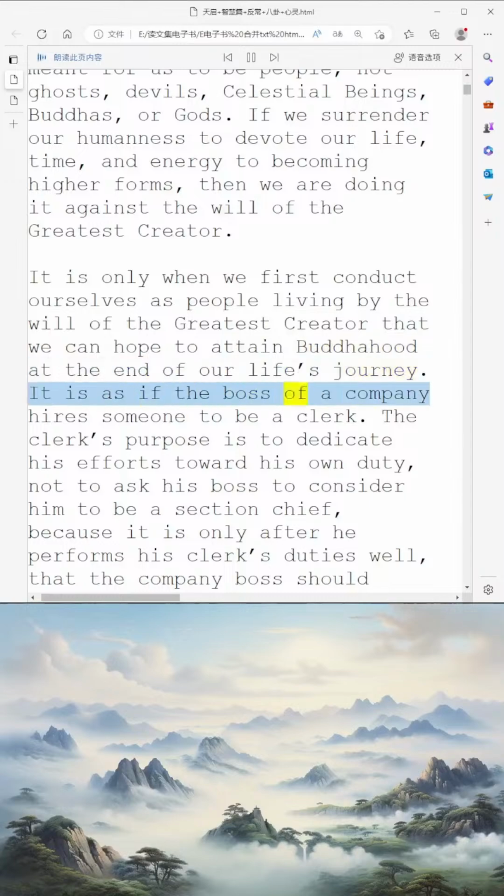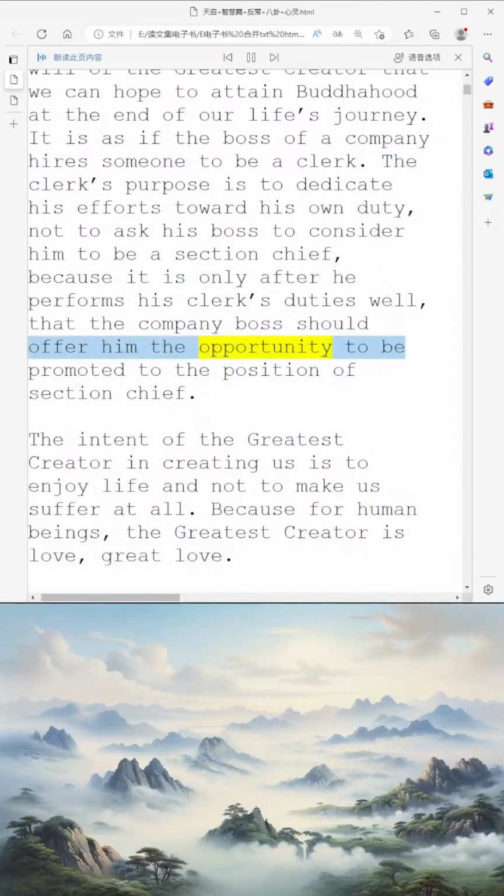It is as if the boss of a company hires someone to be a clerk. The clerk's purpose is to dedicate his efforts toward his own duty, not to ask his boss to consider him to be a section chief, because it is only after he performs his clerk's duties well that the company boss should offer him the opportunity to be promoted to the position of section chief. The intent of the greatest creator in creating us is to enjoy life and not to make us suffer at all. Because for human beings, the greatest creator is love, great love.